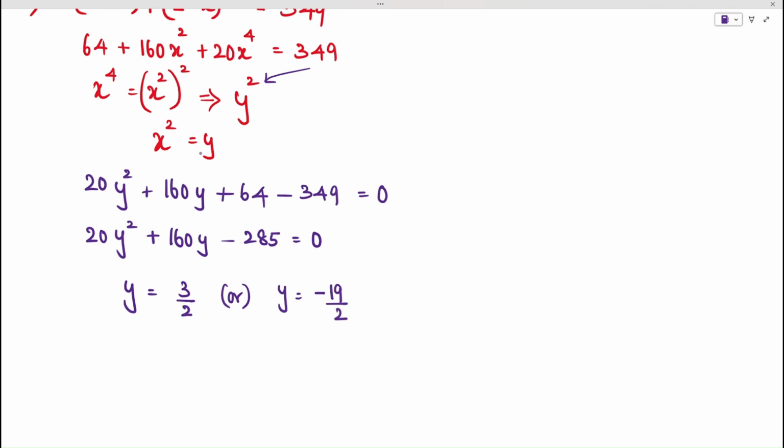Now, we want to find x, so we know that y is equal to x squared. To find x, we have to square root both of these values. However, we can't get a square root for a negative number, so we can remove our minus 19 over 2, and we can just take our value of 3 over 2. So x is equal to plus or minus root of 3 over 2.